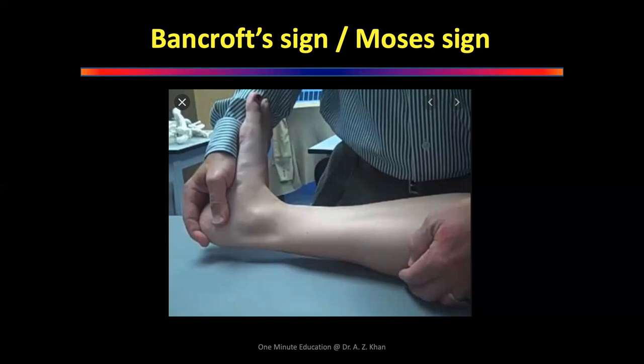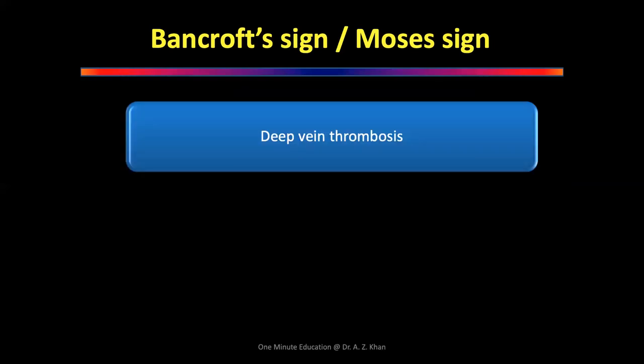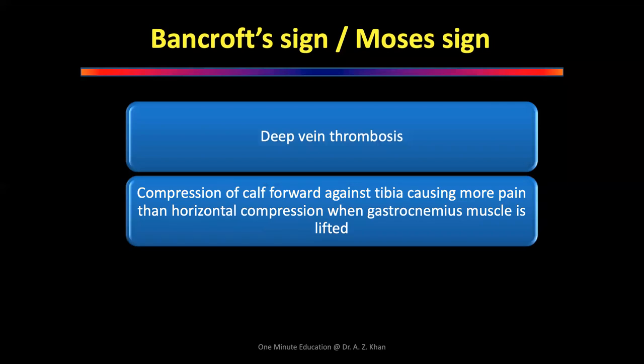The Bancroft sign or Moses sign, okay? I showed you the Homans and this is Moses. And in Moses sign, it is classically done in deep vein thrombosis. It is the compression of the calf forward against the tibia which causes the pain. If you do a side-by-side movement of the calf, there will be no pain. But when you push it against the tibia in front, it is the compression of that venous thrombosis against the tibia which causes the pain. So in the exam, we ask you to elicit a Moses sign. If you do a side-by-side movement, then that is not Moses sign. It is actually lifting the calf and compressing it against the tibia. That is called Moses sign or Bancroft sign.